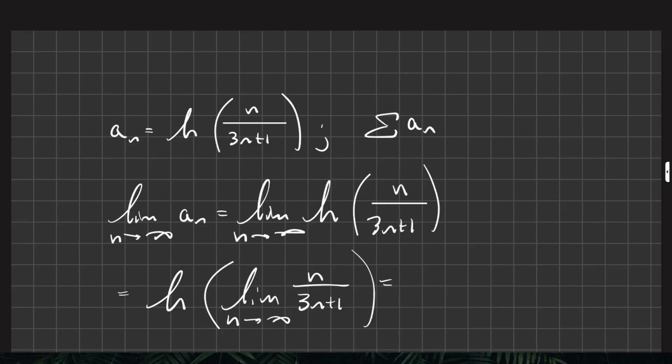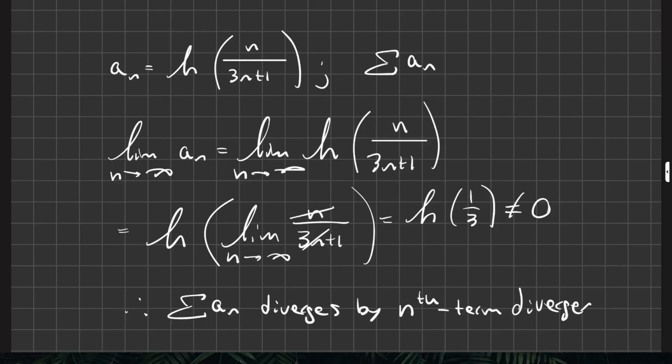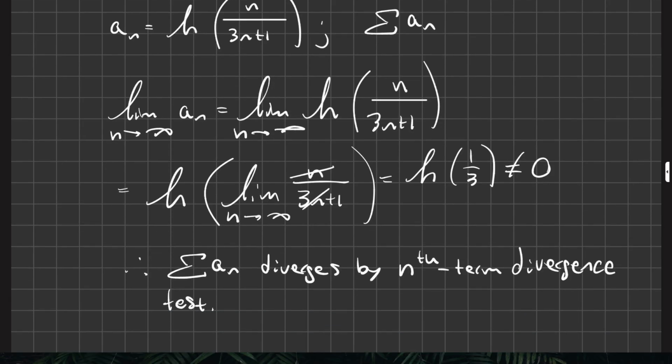This limit goes to 1/3, right? We could show that by L'Hopital's rule. So we just end up with ln of 1/3. This is not equal to 0. Therefore, the series diverges by nth term divergence test. Or just writing divergence test is equivalently acceptable.